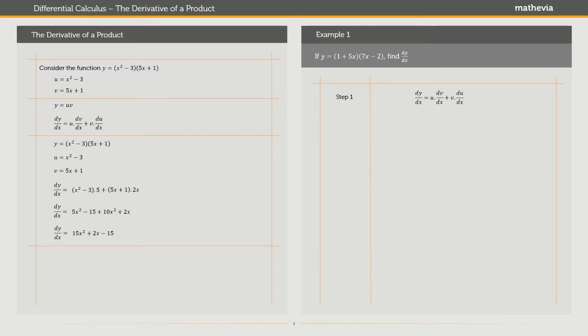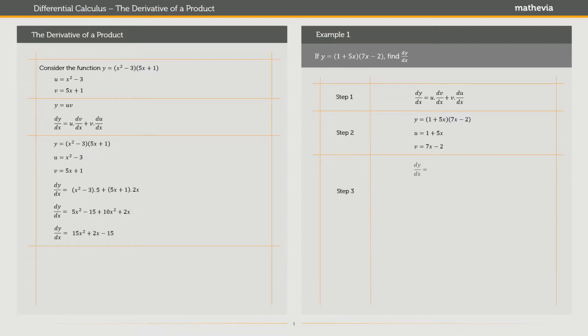dy/dx is: keep u constant, differentiate v, plus keep v constant, differentiate u. Simple. Now, what is u? u is 1 plus 5x, the first function there, and v is 7x minus 2.